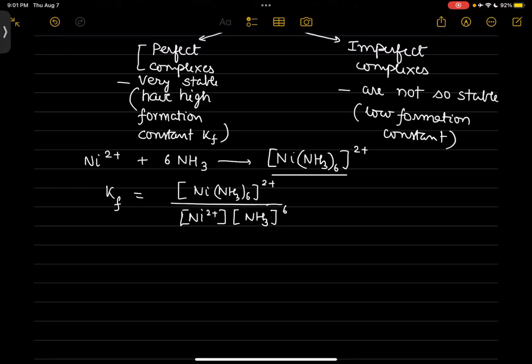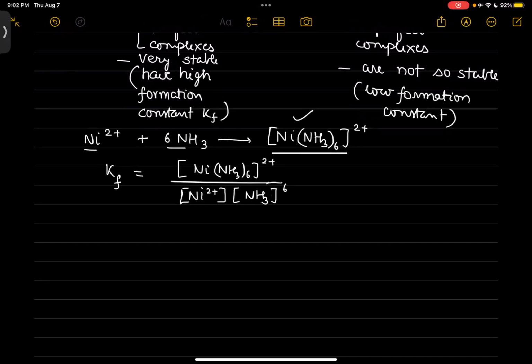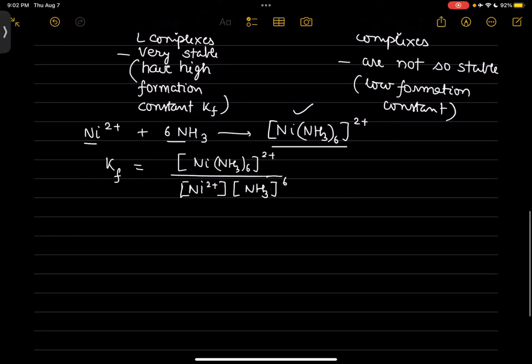Its high value means the product concentration is very high and the concentration of these two reactants is very low. All of them are consumed. Okay, and all of them have combined to form the product because the product is very stable. So again, it means it is very stable. Got it? I hope this is clear to all of you. Marwa, Aisha, Jasleen. Okay.